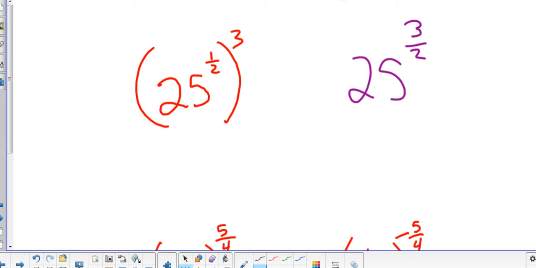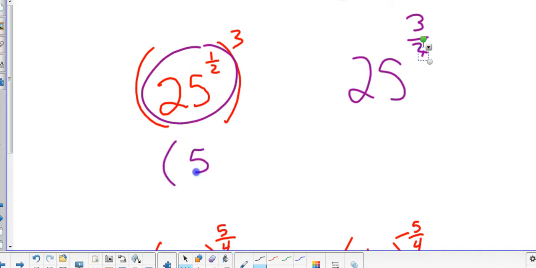I'm not sure that that gives us any closer to an answer. So a second option would be to take this one and change this to 25 to the 1 half is 5. So change it to 5 to the third, and then you can evaluate it as 125.